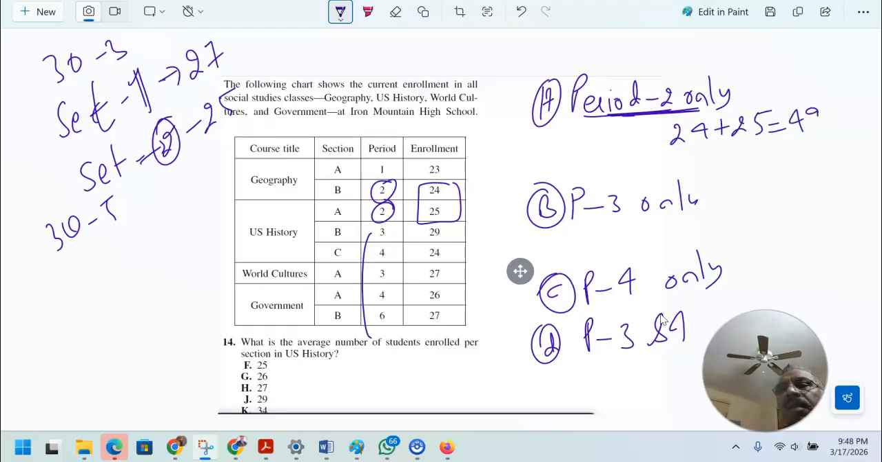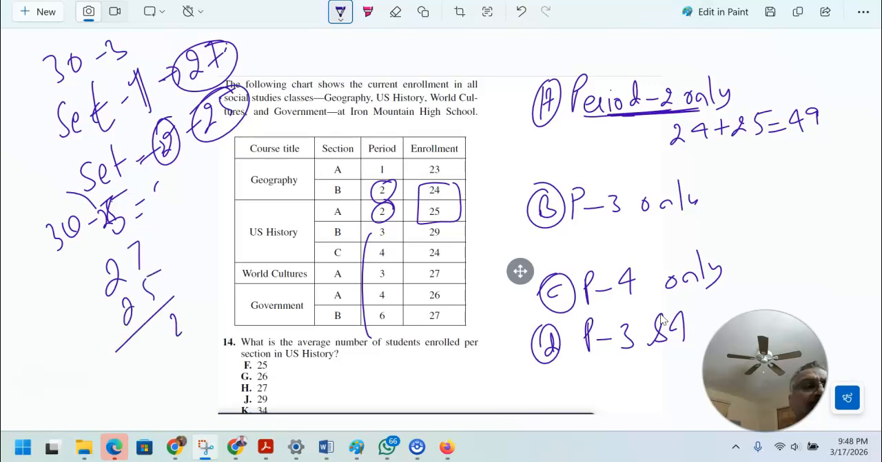And this 49 is less than, now you can see these are 27 books and these are 25 books. So 27 and 25, you get 52 books. These are the only 52 books available. So 49 is less than 52. So it looks like period 2 has enough books. So this is not the answer.